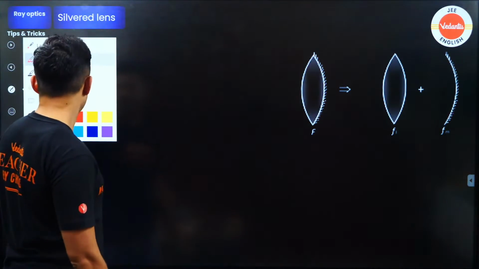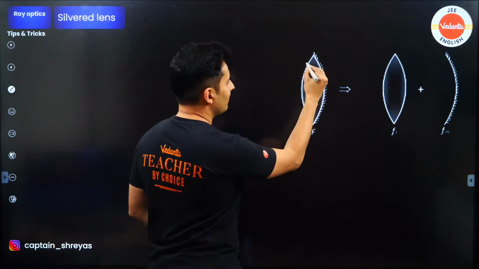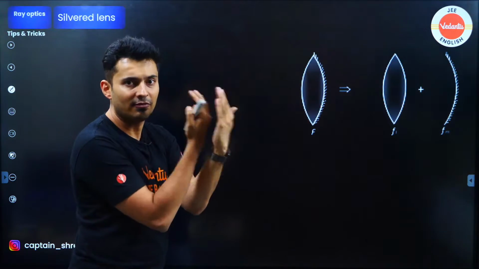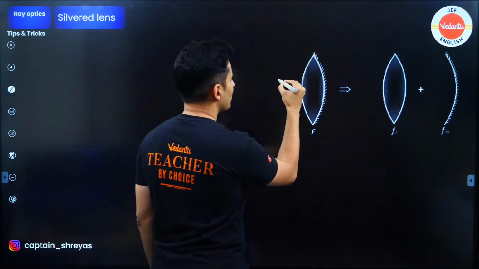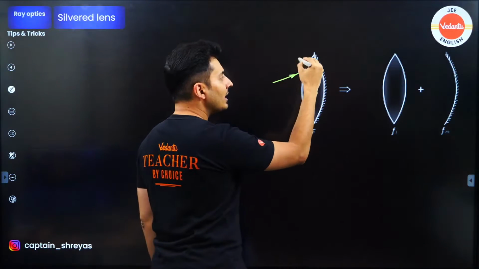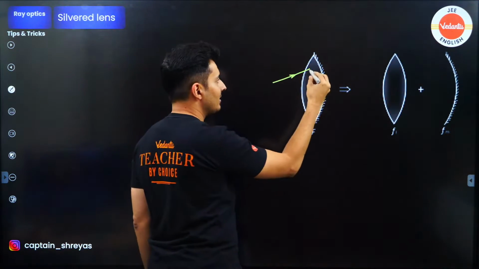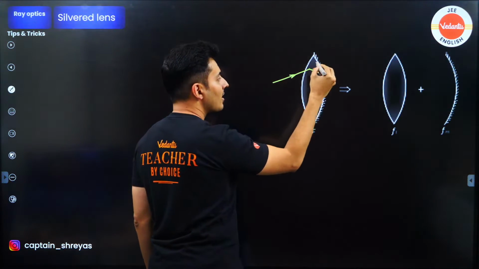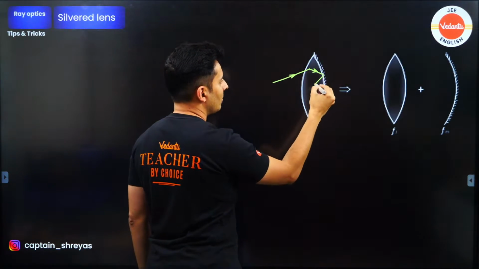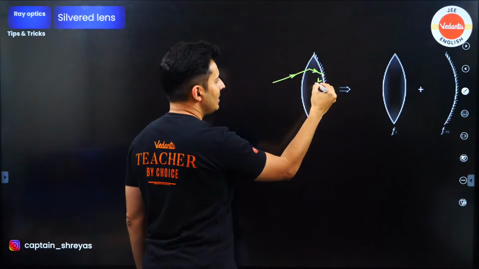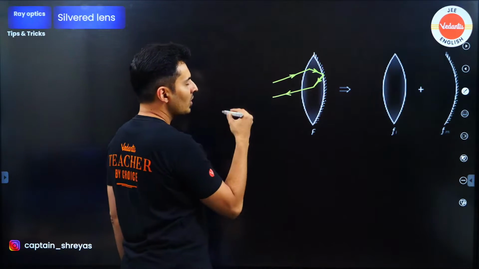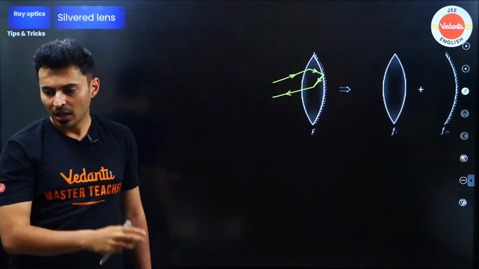See, understand the rays which come from a silvered lens. This is a lens, it's silvered. Silvered means there is a mirror of exact same fitting just attached to that lens. So the ray will first enter the lens, it will get refracted by the lens. Then it will get reflected by the mirror. And lastly, again it will get refracted by the lens. So in all, how many events are there?